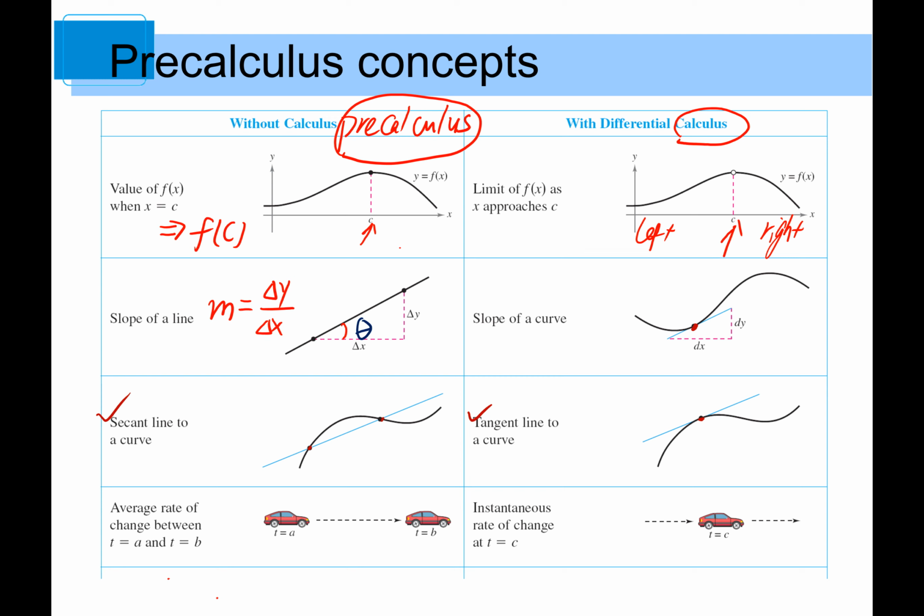And in precalculus, you already know how to calculate the average rate of change between two times, t at A and t at B. And the average rate is speed or velocity, right? And in a calculus course, you will be able to calculate the instantaneous rate of change at any particular moment in time, t equals c. Okay.